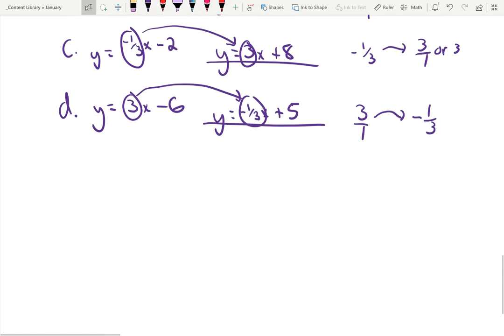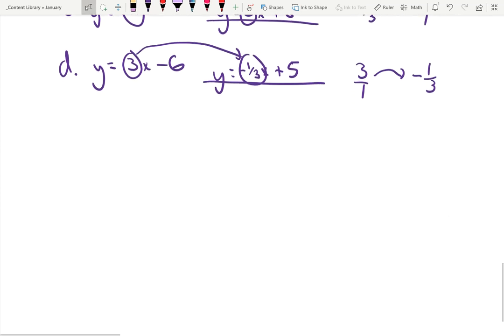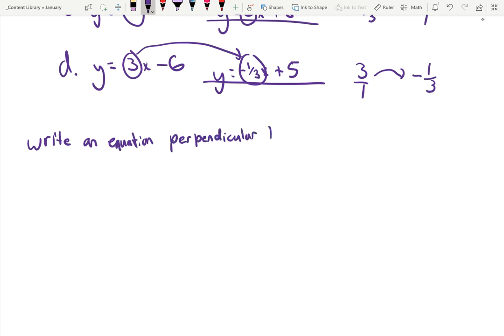Now let's add one more step of difficulty to end the video off with. Okay, write an equation perpendicular to the given and goes through the given point.